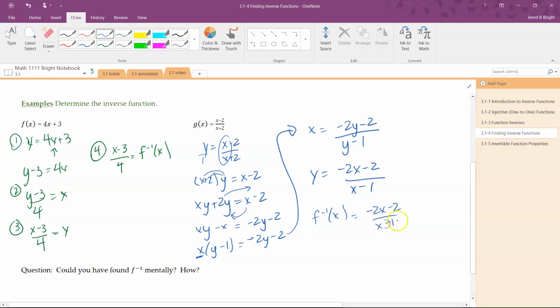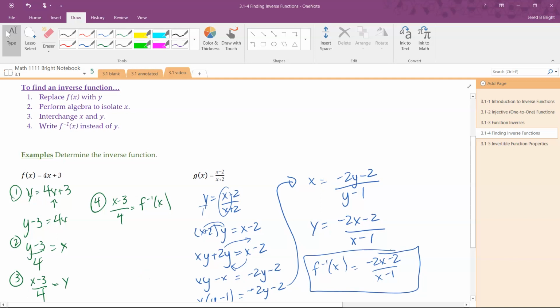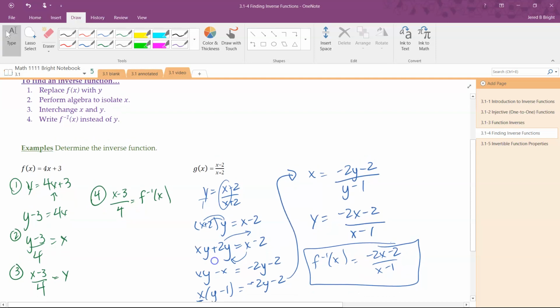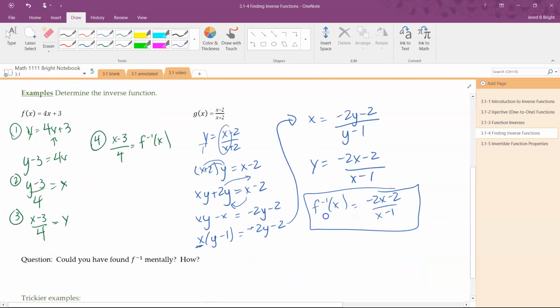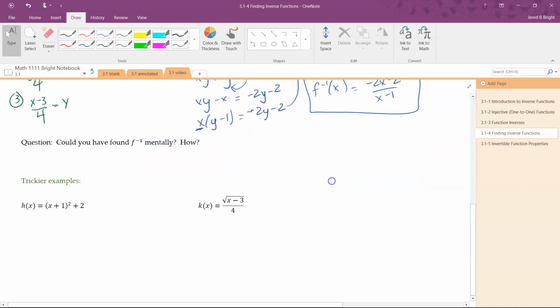And then we're done. Now, the whole reason we're having you do this process instead of what the book says is that this process is going to allow you to resolve any domain issues, which we'll talk about more in the next video. But it comes really into play with this next example.